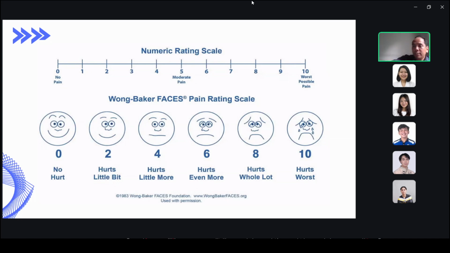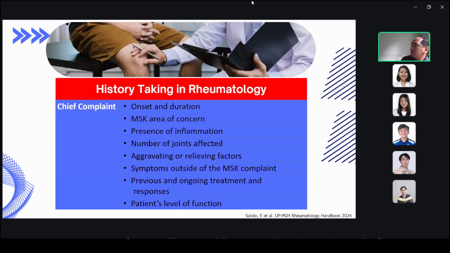So we can use this when we interview the patients and we can record their severity of pain. And now, so meron tayong patient with pain, and then we ask them on the severity of the pain. And now we go to the history taking in rheumatology. So for this part, it's already in the physical diagnosis.